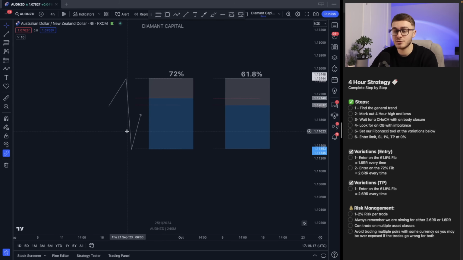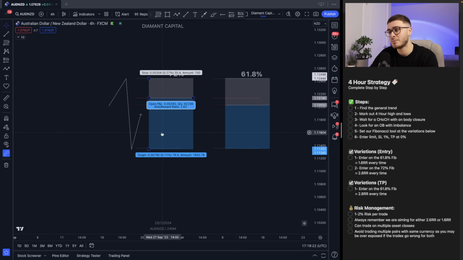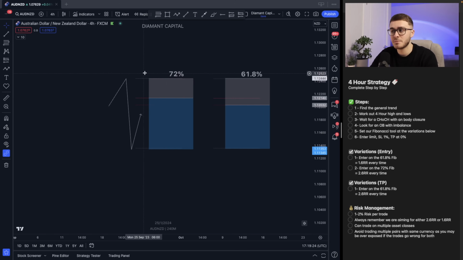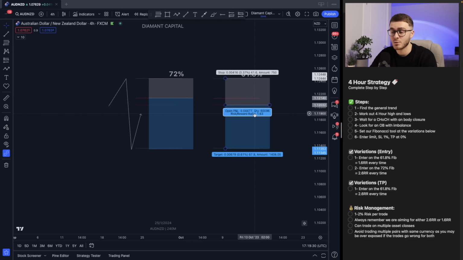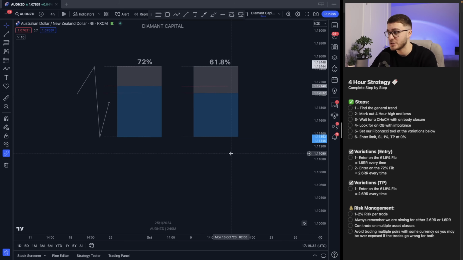I would generally advise to use the 72% over here, simply because the risk to reward plays out much better in the future. Yes, you might incur times where you actually miss the trade, but in general, that 2.6 versus the 1.6 is going to be a big game changer in the long term as well.